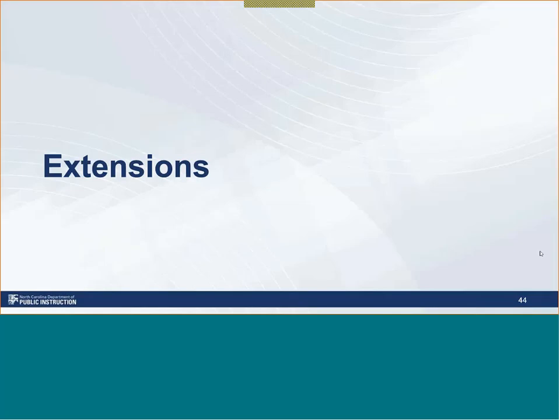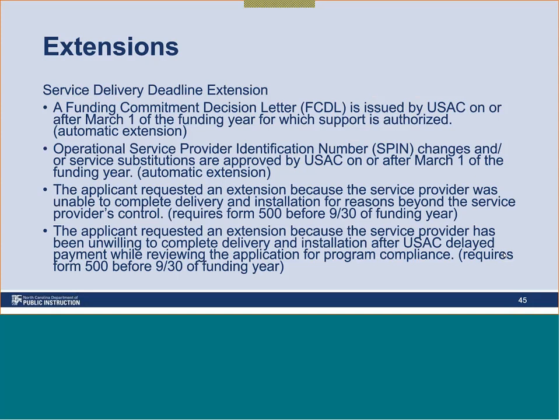Next, extensions. You can file for a service delivery extension with the following. A funding commitment decision letter, an FCDL, is issued by USAC on or after March 1st of the funding year for which support is authorized. That's an automatic extension, not a problem. An operational service provider identification number changes and or service substitutions are approved by USAC on or after March 1st of the funding year. Automatic extension.